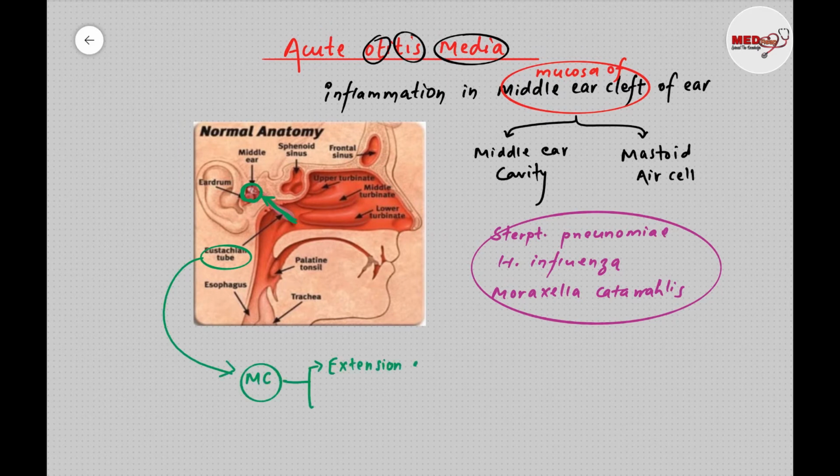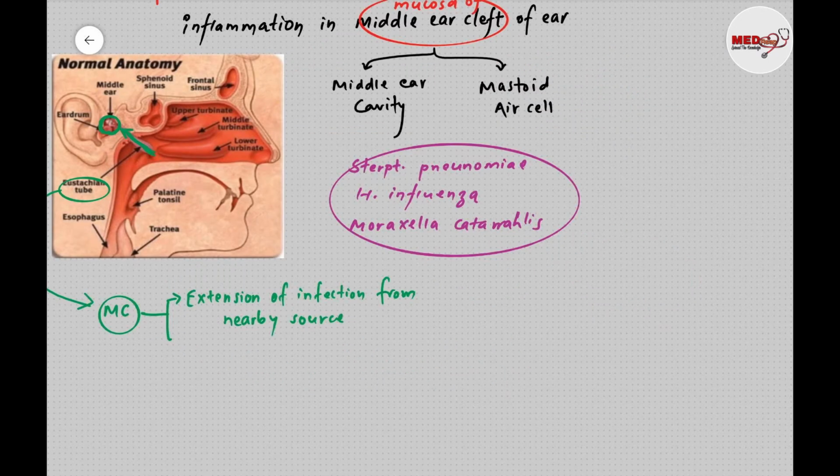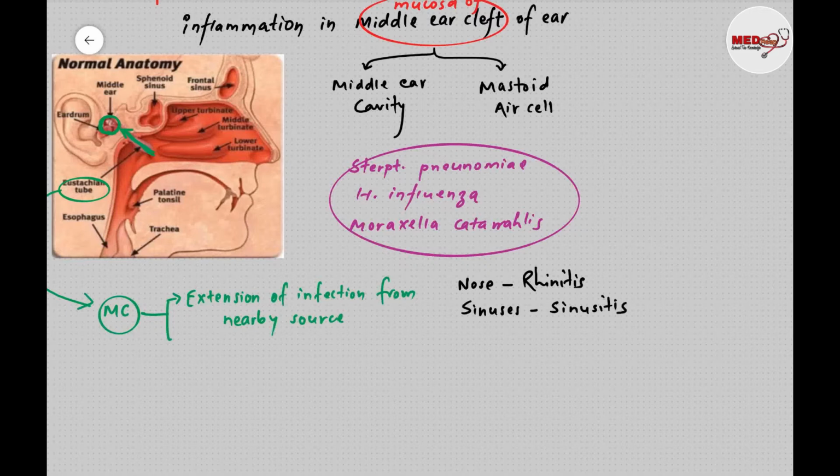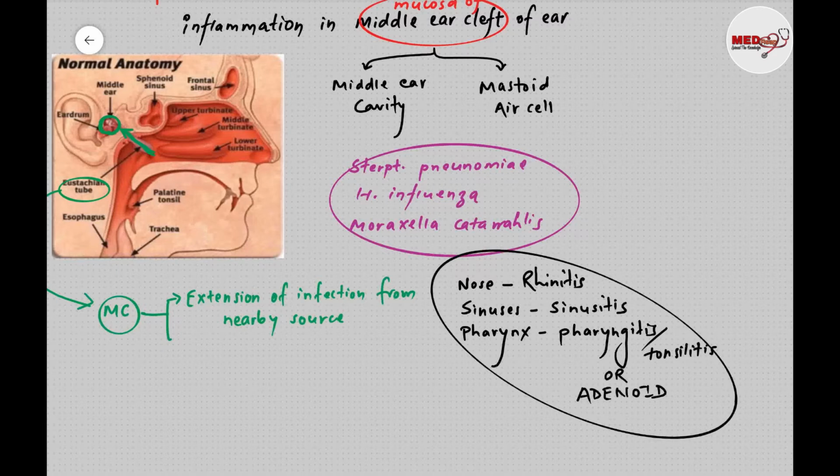If there is infection near the Eustachian tube, then this infection can extend through the Eustachian tube to the middle ear. For example, if there is infection in the nose, as in case of rhinitis, or if there is infection in the sinuses in case of sinusitis, or if there is infection in the pharynx in case of pharyngitis, tonsillitis, or adenoids in the children, then these infections can reach the Eustachian tube and through it extend to the middle ear mucosa.